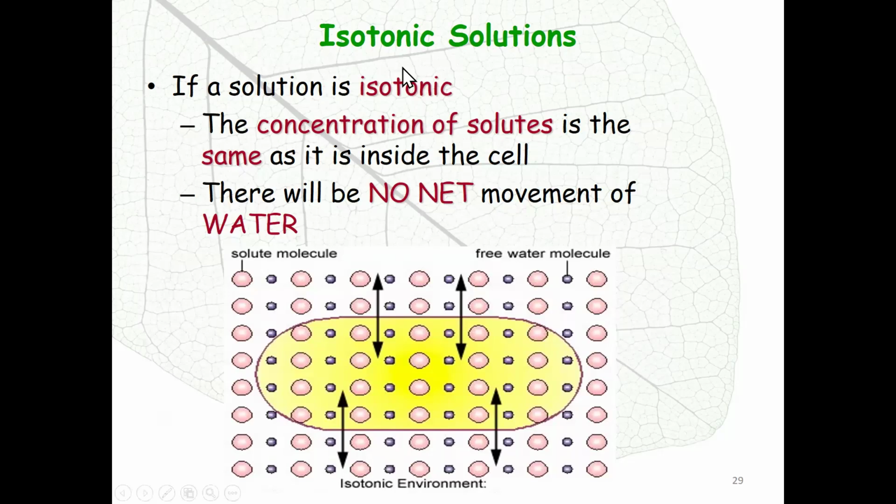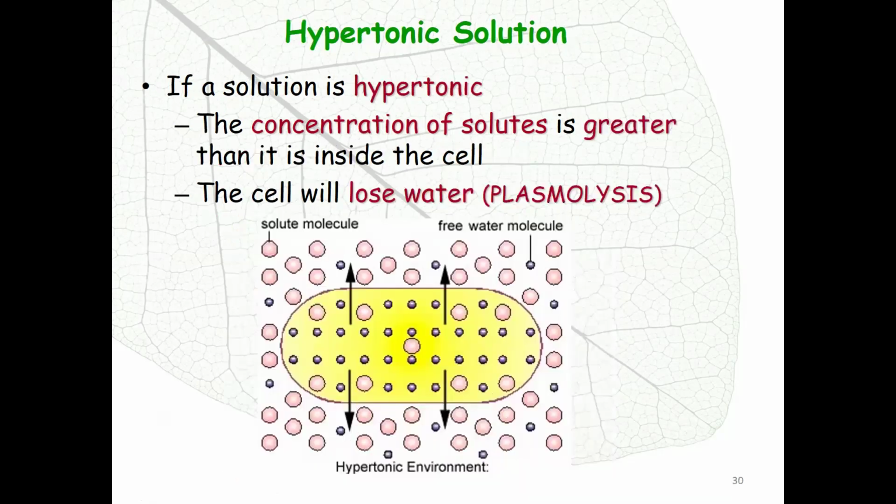So an isotonic solution we can make. The concentration of solutes is the same as it is inside the cell. Here you can see outside and inside, the concentration of the molecules is the same. There will be no net movement of water. In that case, water will not move because the concentration outside and inside is the same. So if you make an isotonic solution, the water molecules have no need to move.